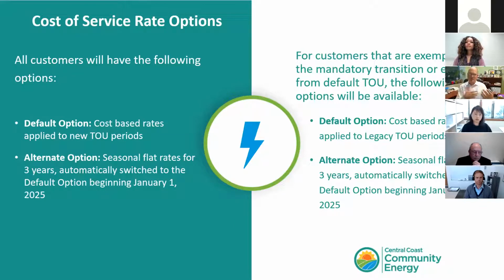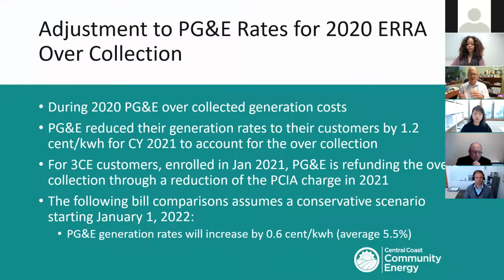So those historic time of use periods that PG&E had set up, there will be certain customers that the new rates will be applied to those periods of time. For those customers as well, they will have the similar alternate option to go to a seasonal flat rate, again, a flat rate that varies by summer and winter. And similarly, if you do choose that alternate option, you'll be on there for a 3-year period and then switched automatically at the beginning of January. So those are the default and the rate options.